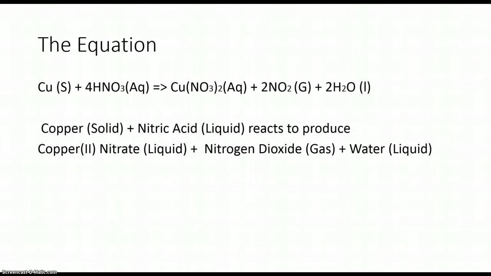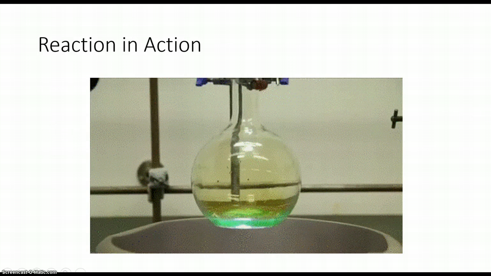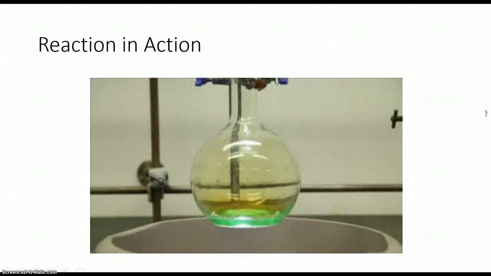So the equation I chose was copper plus nitric acid reacts to produce copper nitrate plus nitrogen dioxide plus water. And balanced it's Cu + 4HNO3 reacts to produce Cu(NO3)2 + 2NO2 + 2H2O. Oh, and I included a short video of my reaction, which I found on the internet.